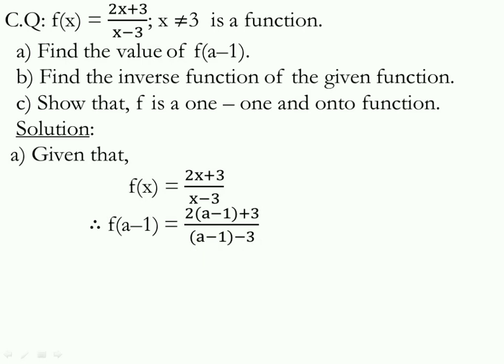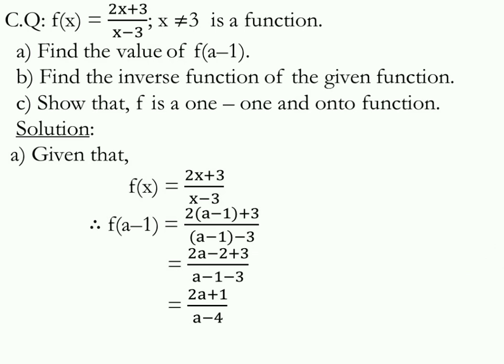Now what it becomes? 2 into (a - 1) plus 3, divided by (a - 1) minus 3. So in the next step, you can find (2a - 2 + 3) divided by (a - 1 - 3). So this -2 and +3 becomes +1, and this -1 and -3 becomes -4. So in the next step, it should be (2a + 1) divided by (a - 4). Now this cannot be simplified anymore. So the value of f(a - 1) is (2a + 1) divided by (a - 4).